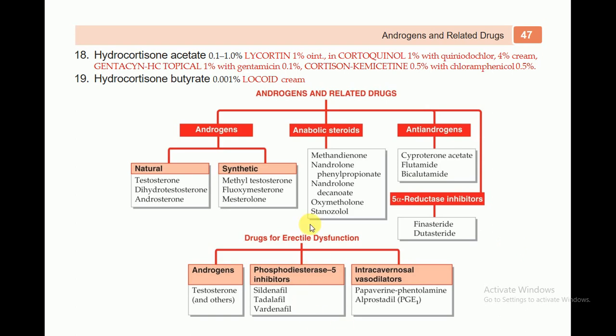Now the drugs used for erectile dysfunction are further divided into three groups. The first one is androgens, the second one is phosphodiesterase type 5 inhibitors, and the third one is intracavernosal vasodilators. Androgens include testosterone and others, while the phosphodiesterase 5 inhibitors include sildenafil, tadalafil, and vardenafil, while the intracavernosal vasodilators are further divided into two: phentolamine and papaverine, and alprostadil, PGE1.